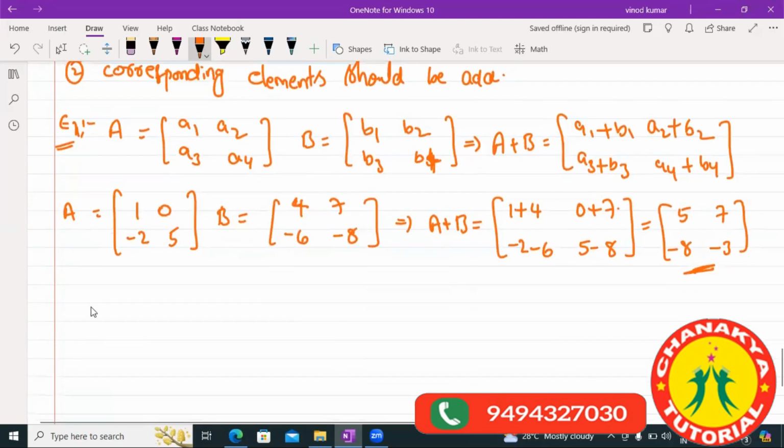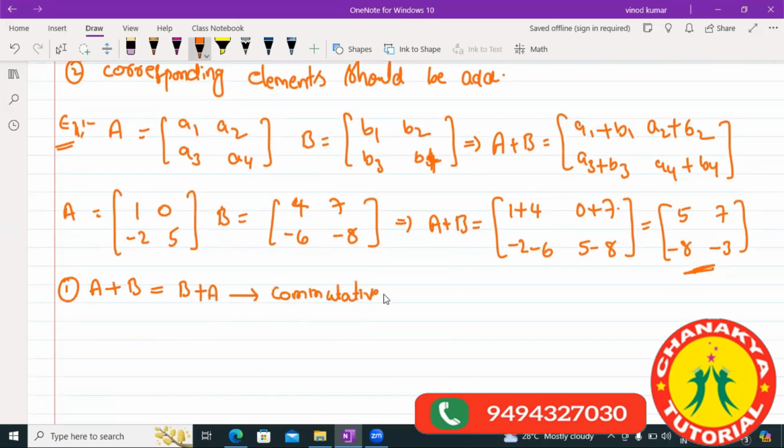Okay. And matrix addition satisfies the commutative property: A plus B equals B plus A. This is called the commutative property. Matrix addition also satisfies the associative property: A plus (B plus C) equals (A plus B) plus C. This is associative.